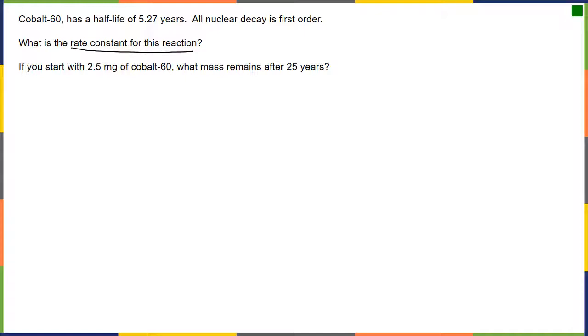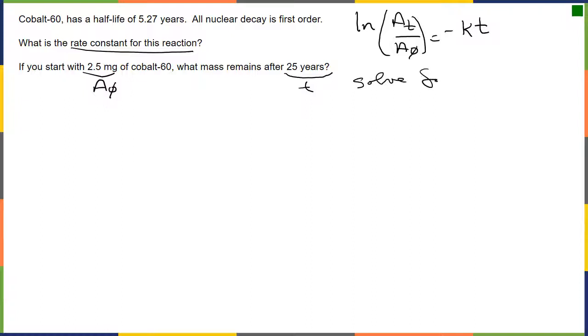We want to know the rate constant because our equation is not in half-life. Our equation is the natural log of A sub t, what's left, over A naught, the original, is equal to minus kt. T is how long, A sub t is what's left, A naught is what's original. We want to know what remains after 25 years. That is t, and we're going to solve for A sub t.